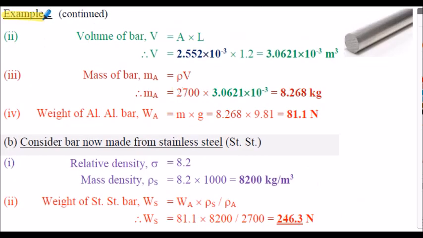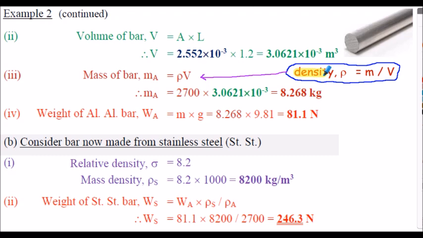Example 2 continued. Just repeated the volume calculation for convenience. So the next thing we need to do is to calculate the mass of the bar. So we'll be using the density equation, rho is equal to m divided by v, and transposing for m, multiplying both sides by v in this case. The mass of the bar is the density multiplied by the volume.